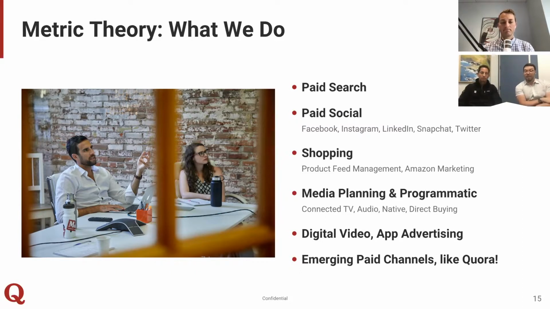We do media planning and programmatic services for more brand-oriented display advertising, which includes connected TV, and even podcast advertising and other audio advertising can be transacted programmatically now. Native ads and even some direct buys or guaranteed placements on major publications. Digital video and YouTube advertising has become really big for us as well. There's a growing performance component from it. App advertising also is really big for those consumer services companies. And then we manage a lot of emerging paid channels just like Quora ads, which is why we're talking about Quora ads today.